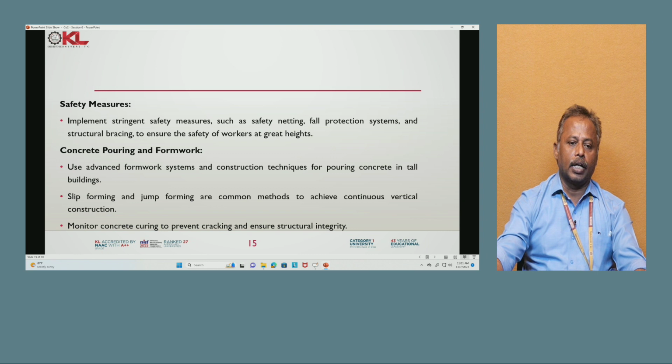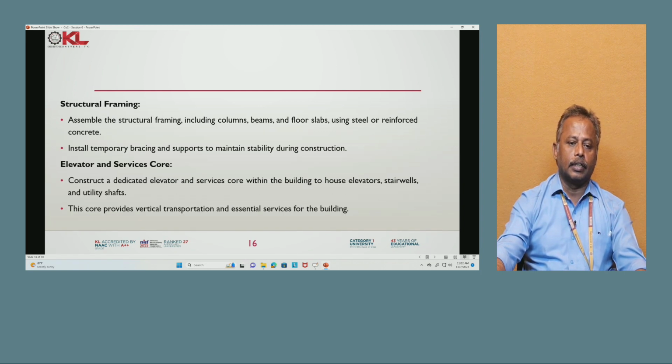Next, concrete pouring and formworks. Take advantage of advanced formwork systems and construction techniques for pouring concrete in tall buildings. Slip forming and jump forming are common methods used to achieve continuous vertical construction. Monitor the concrete curing to prevent cracking and ensure structural integrity.